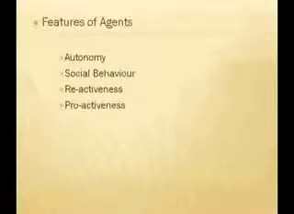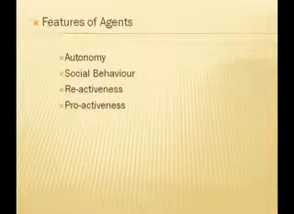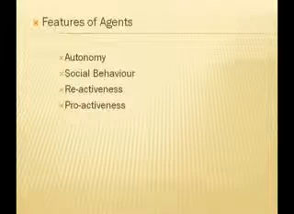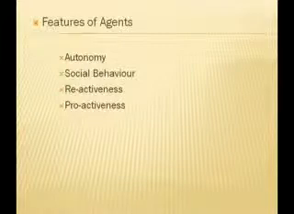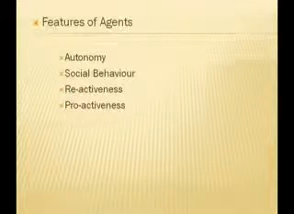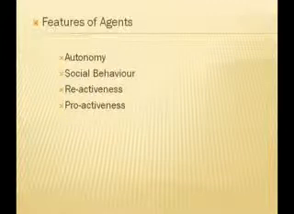Now, there are four main features associated with agents. The first one is autonomy, that is, the agent is entirely able to control its activities and its status. The next one is social behavior, which means agents should be able to interact with each other as well as human beings. And reactiveness refers to an agent being able to respond to external influences. And proactiveness means that an agent is able to act with initiative and goal orientation. Another important feature is that agents are able to improve their behavior continuously, since they have the ability to learn, so their behavior improves with increasing experience.